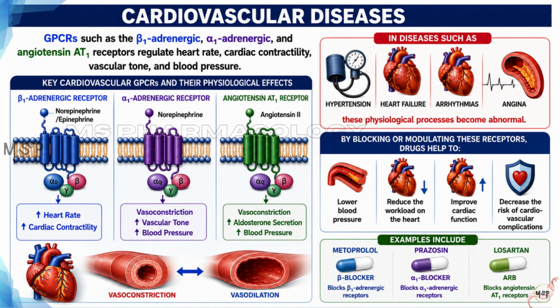GPCRs, such as the beta-1 adrenergic, alpha-1 adrenergic, and angiotensin AT1 receptors, play central roles in regulating heart rate, cardiac contractility, vascular tone, and blood pressure. In conditions such as hypertension, heart failure, arrhythmias, and angina, these physiological responses become dysregulated. Drugs that block or modulate these receptors help lower blood pressure, reduce cardiac workload, improve cardiac function, and decrease the risk of cardiovascular complications. Examples include metoprolol, prazosin, and losartan.